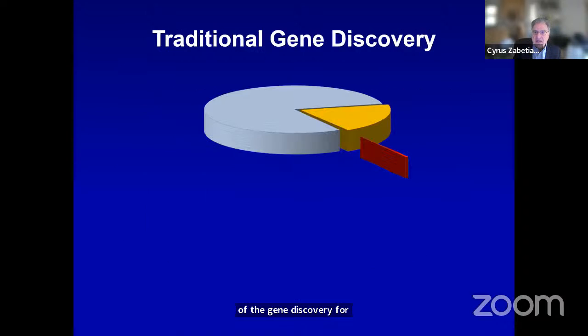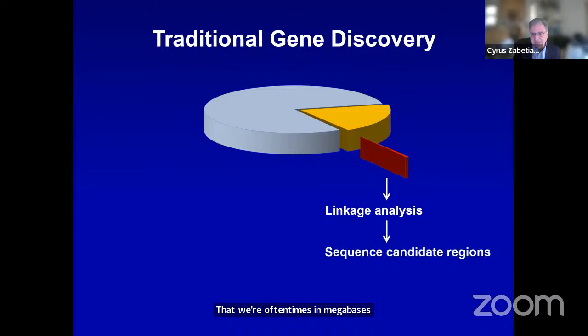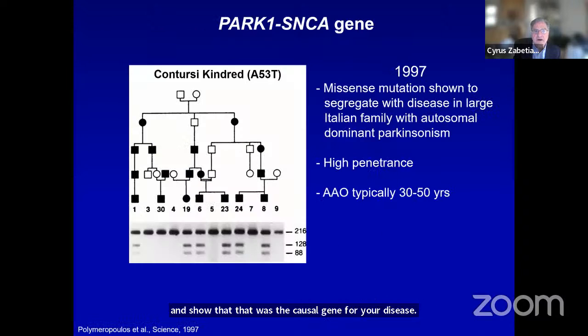So typically, what ends up happening is those families are recruited and enrolled, and in the old days, you did linkage analysis, which would show you regions that were oftentimes megabases across that you honed in on. You did sequence analysis and various other sorts of things, and eventually, if you were fortunate, you'd find a mutation and show that that was the causal gene for your disease. That's changed a lot with the advent of next generation sequencing, and I'll talk about that later in the talk.